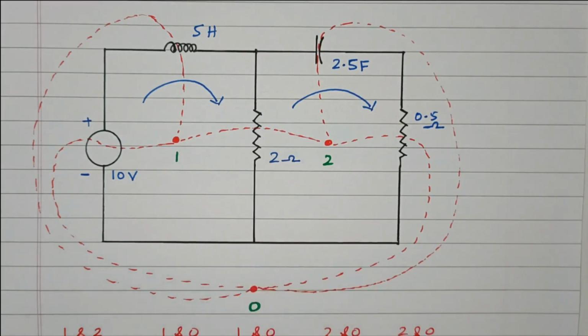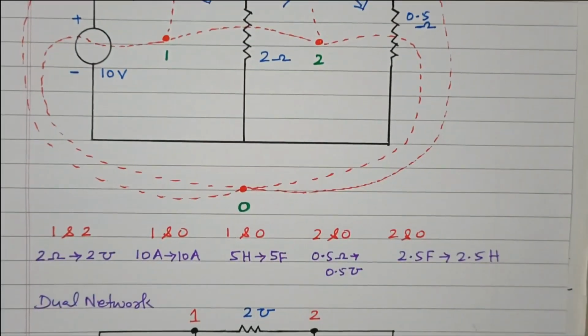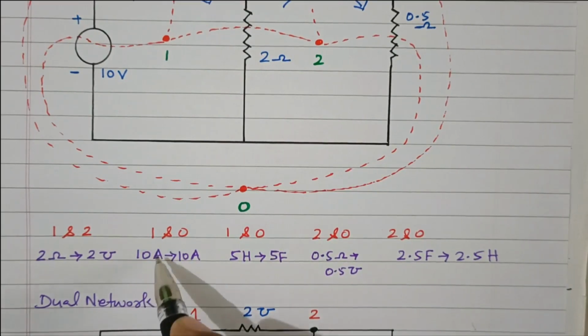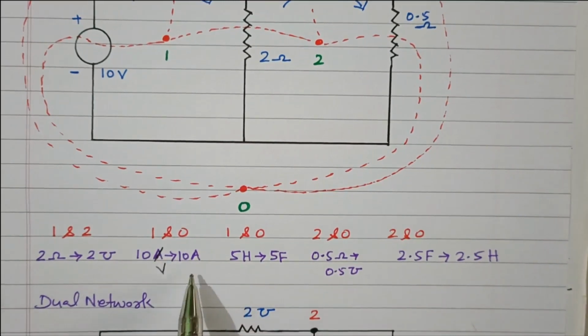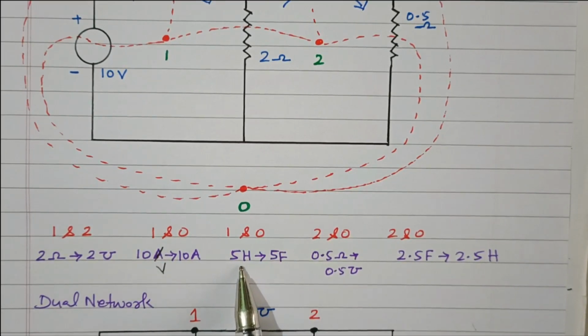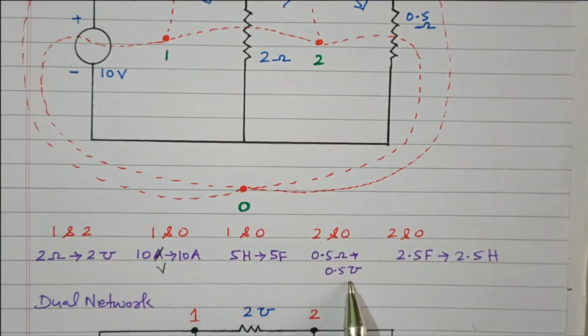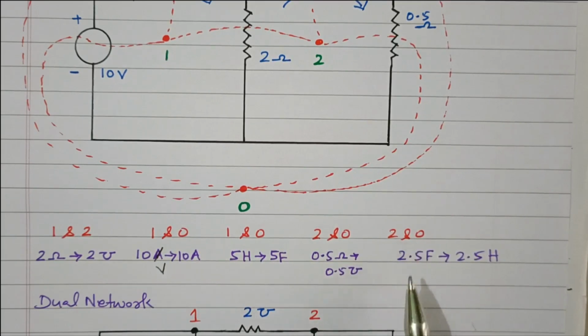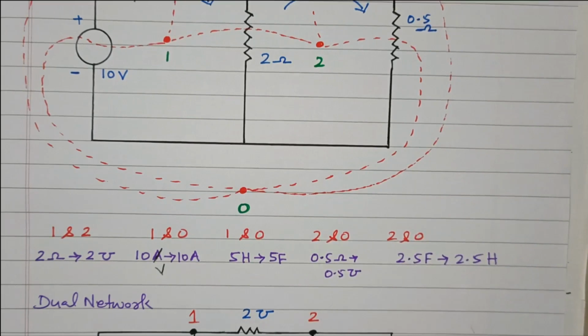Now we can draw the dual network. So this is the conversion. Between 1 and 2, the 2 ohm resistor is converted into 2 mho conductance. Between 1 and 0, the 10 volt voltage source is converted into a 10 ampere current source. Between 1 and 0, the 5 Henry inductance is converted into 5 Farad capacitance. Between 2 and 0, 0.5 ohm is converted into 0.5 mho conductance. Between 2 and 0, the 2.5 Farad capacitor is converted into a 2.5 Henry inductor.